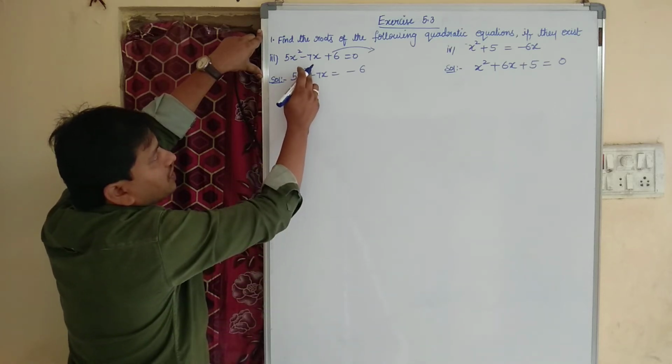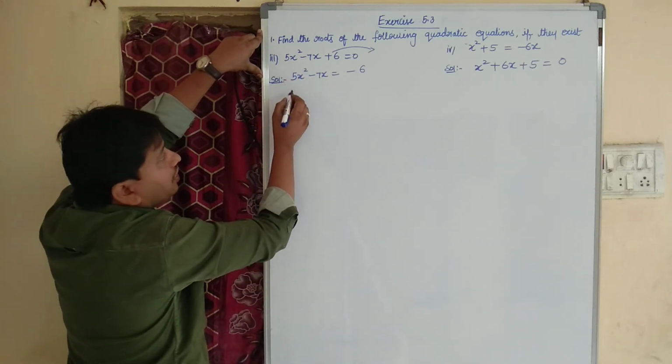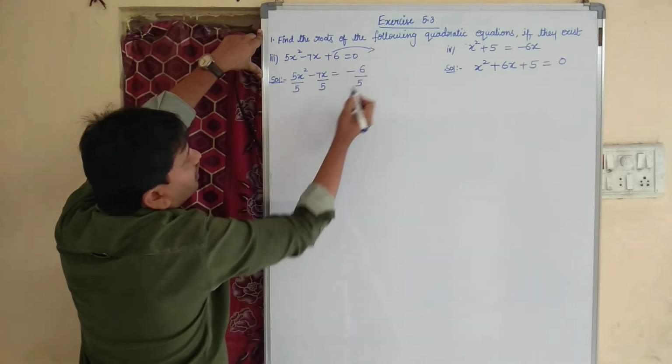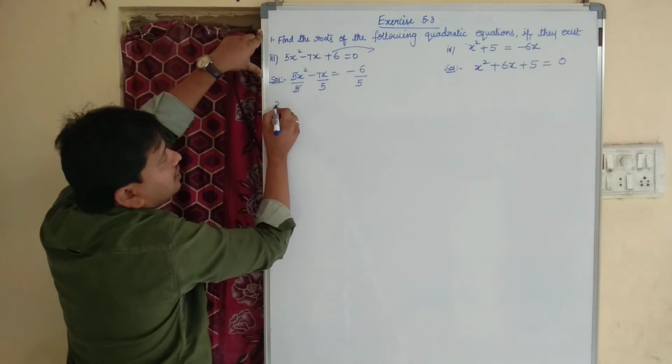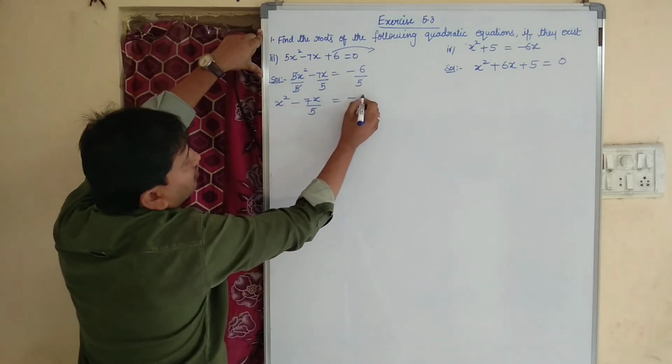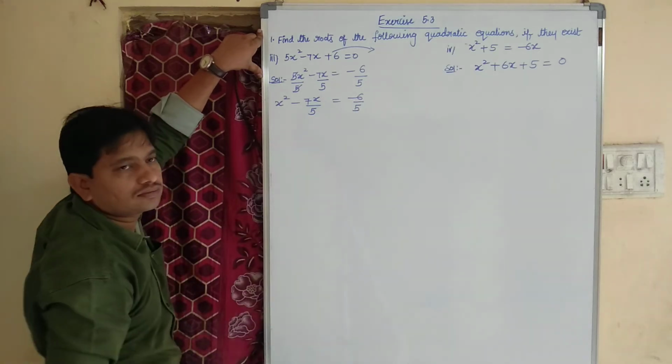Now the x square coefficient is 5 over here. So we need to divide it by 5. Divided by 5, divided by 5, divided by 5. The 5 cancels. x square minus 7x by 5 equal to minus 6 by 5.